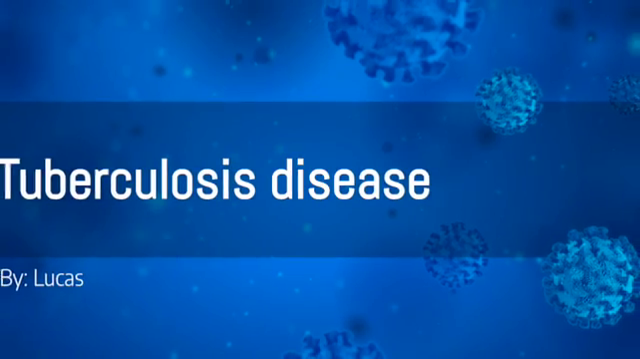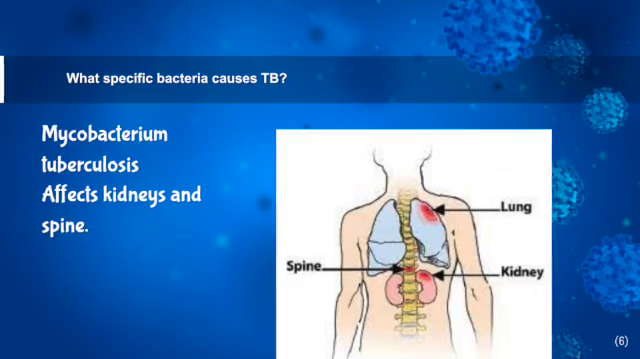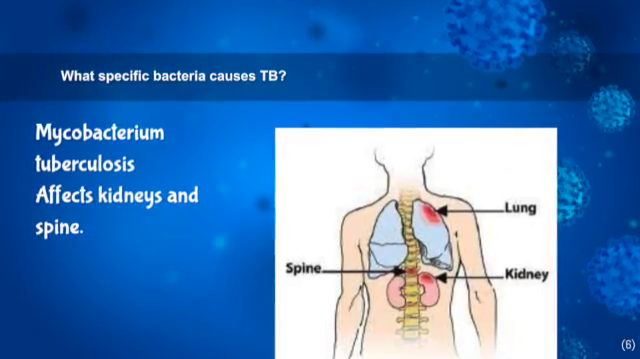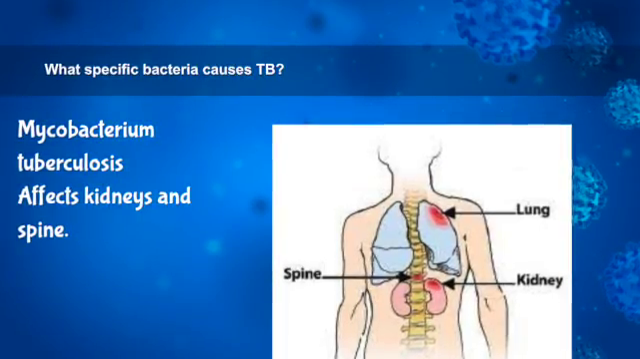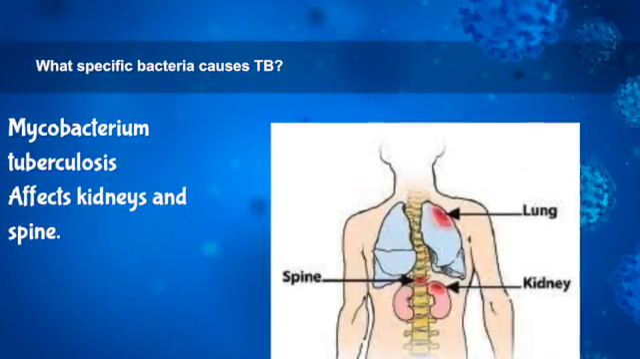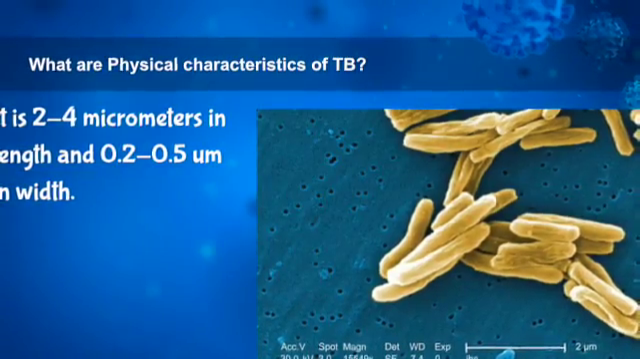Today you're going to be learning about TB disease, or tuberculosis. What specific bacteria causes TB? So tuberculosis is caused by a bacteria called Mycobacterium tuberculosis. This bacteria usually attacks the lungs, but it can attack any part of the body, such as the kidneys or spine.